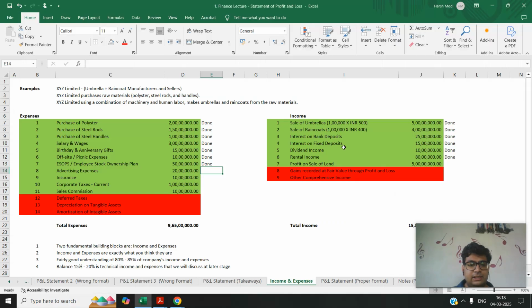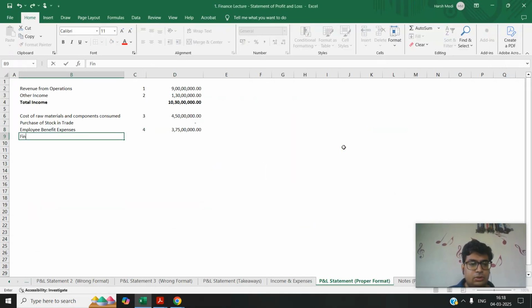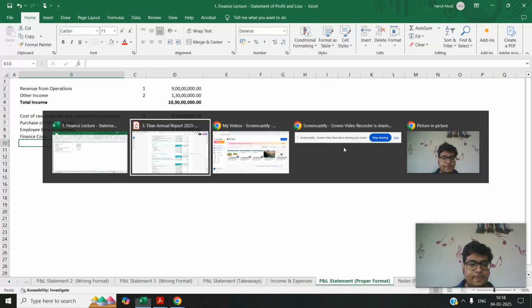Coming back to XYZ Limited, if you look, we did not borrow any money. So for us, finance cost is going to be zero. But yeah, businesses usually do borrow money, so you would have finance cost here.